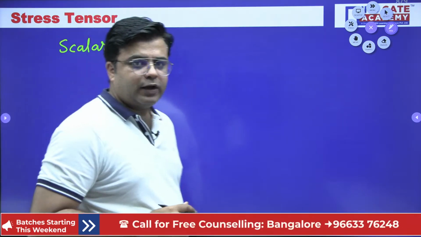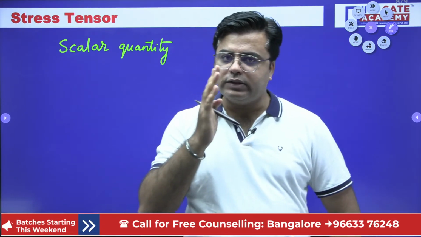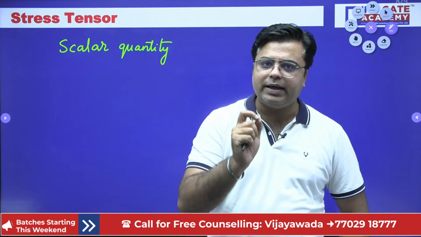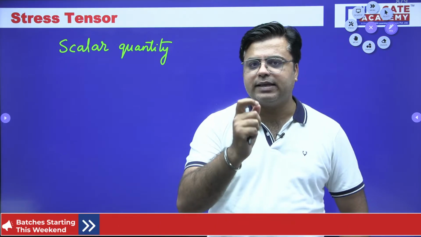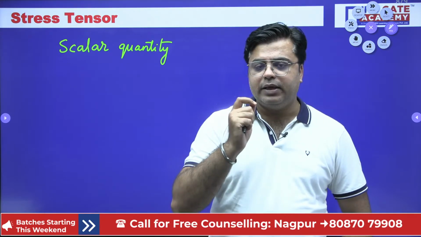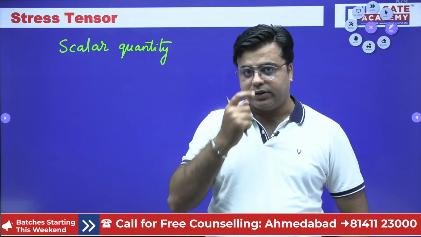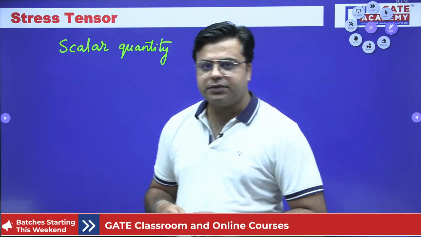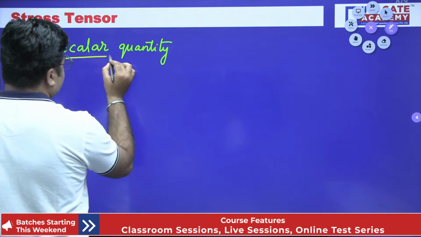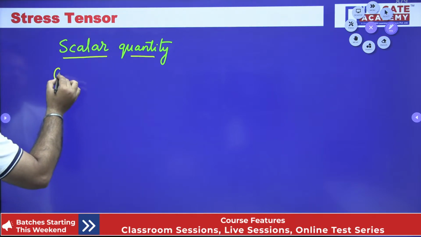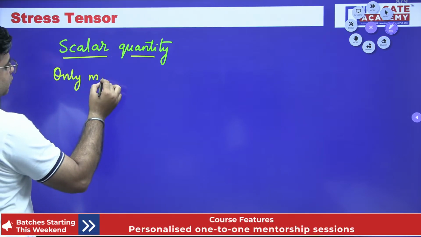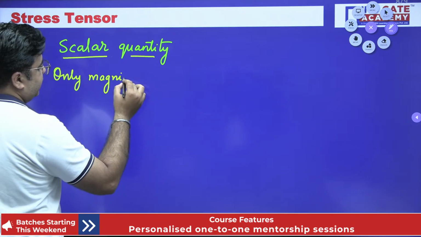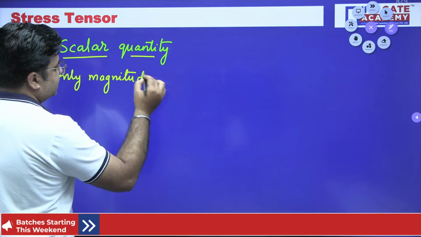Okay. So if I ask what do you mean by scalar quantity, you will say, sir, any quantity which only has the magnitude is defined as the scalar quantity, right? It can be, for example, the mass of the substance, speed of something, then distance of something. So any quantity which has only magnitude is defined as a scalar quantity.